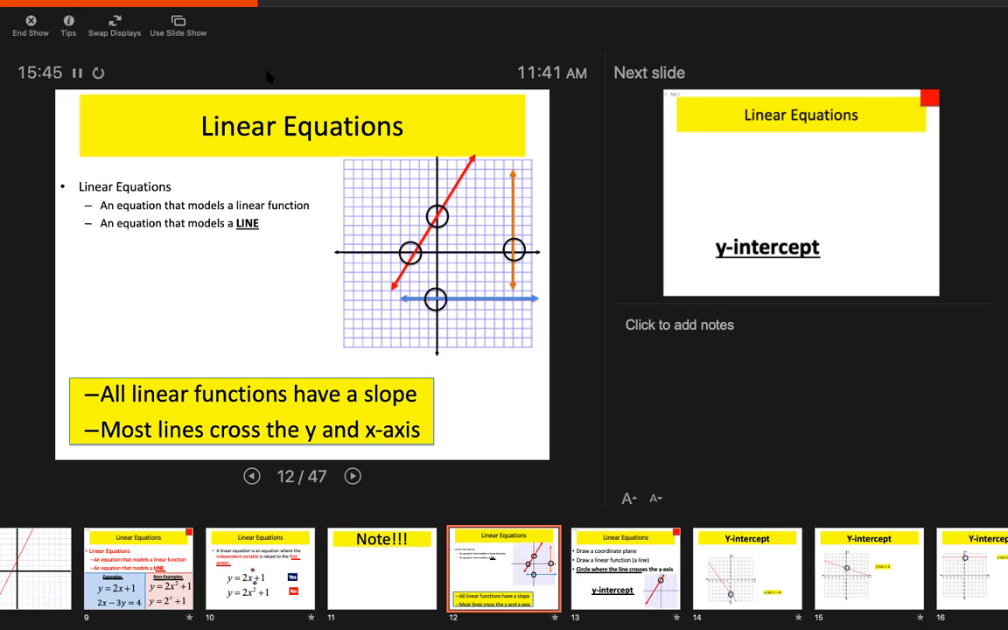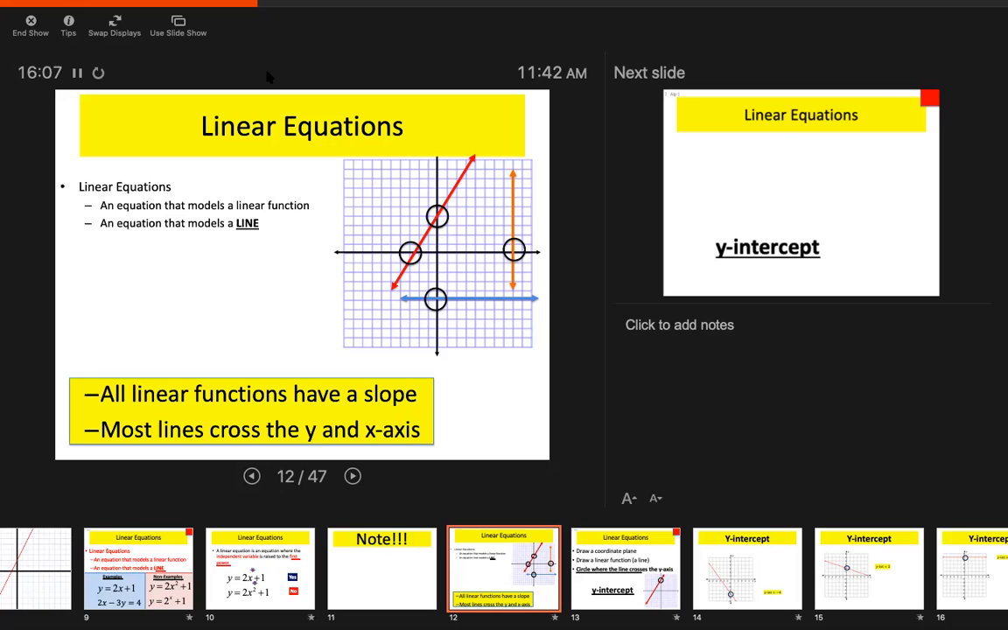Okay, this point right here, which seems really silly, crosses the x and the y, or sometimes both. Most of the time it crosses both. Most lines cross both. That silly concept is the big deal today: the fact that lines cross the x and the y. We actually give them names.